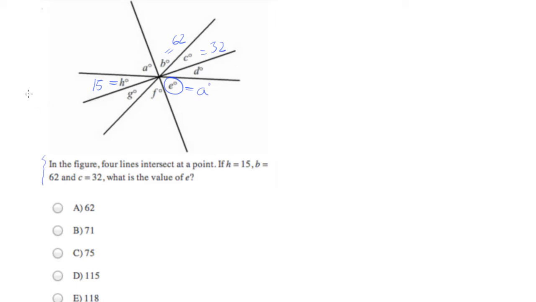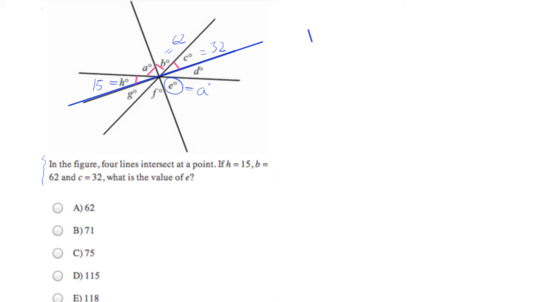Another rule that we can use in geometry is any angles which sum to make up a line. So I'm going to draw a blue line in here. And notice that the angles H, A, B, and C sum to create that line. Now, when you sum those, they should equal 180. So let's go ahead and add those up.